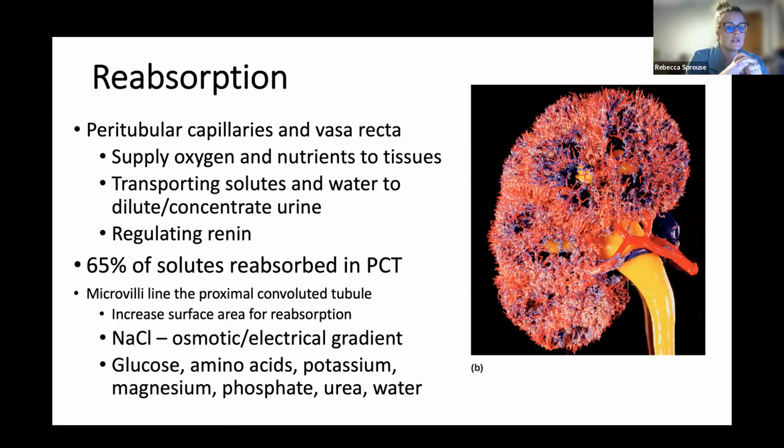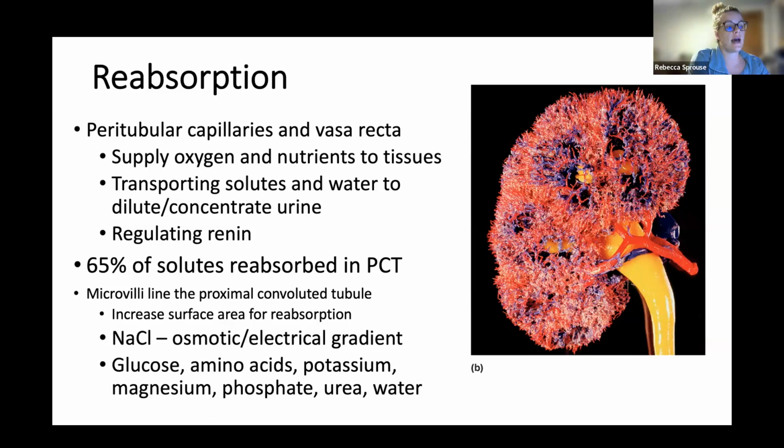So a lot of solutes are filtered out in the glomerulus. About 65% of those are actually reabsorbed in the proximal convoluted tubule. And kind of like the digestive tract, the proximal convoluted tubule has little microvilli that increase surface area for absorption.